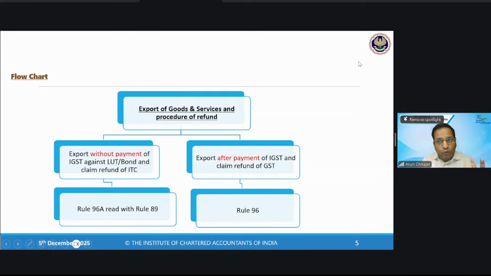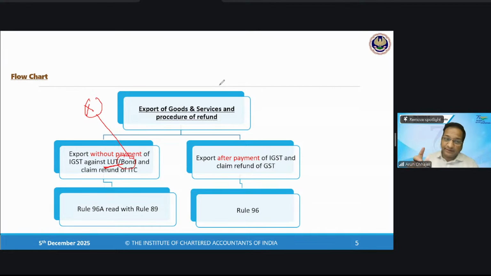Now, for export, there are two routes. I can do the export on payment of IGST or without payment of IGST, that is, under LUT or bond. Can you please tell me whether bond is now required or not at all required? Or can I furnish LUT in all cases to make the export without payment of IGST? Is it mandatory or not at all required? In one case it is required. Can you tell me which case it is required?